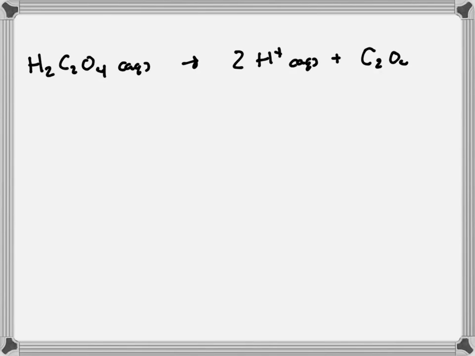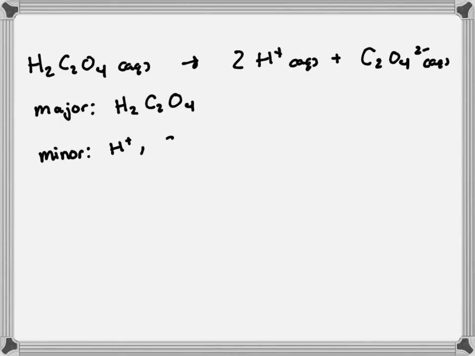All right, let's do our oxalic acid. Okay, so that'll dissociate into 2 hydrogen ions plus the oxalate anion. Okay, so this is a weak acid because it is not one of the 7 strong acids you had to memorize. So our major species will be intact oxalic acid, and our minor species will be the hydrogen ions and the oxalate anions. Okay.